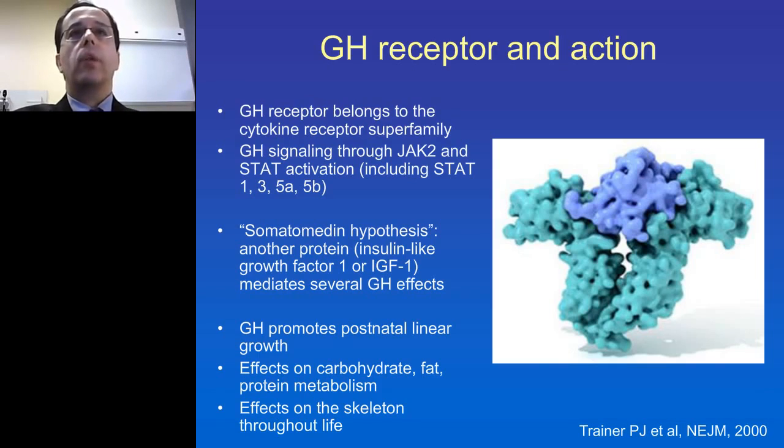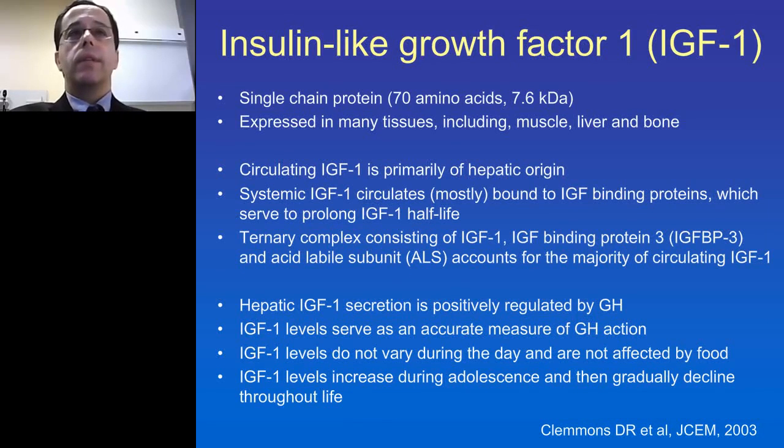What about insulin-like growth factor 1? This is a single-chain protein, 70 amino acids long, 7.6 kilodaltons. It is expressed in many tissues, including muscle, liver, and bone, and it has paracrine or local effects, but also has endocrine effects as it circulates in the blood. The circulating IGF-1 is primarily of hepatic origin, and it is carried mostly by at least 6 binding proteins, which among other things serve to prolong its half-life and also modulate its actions.